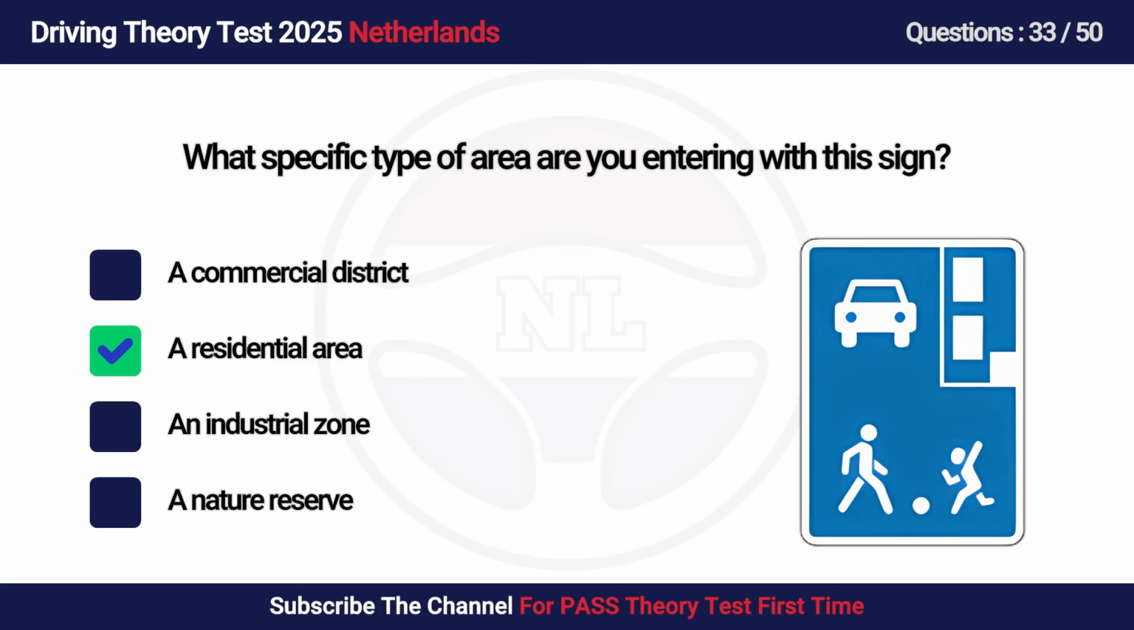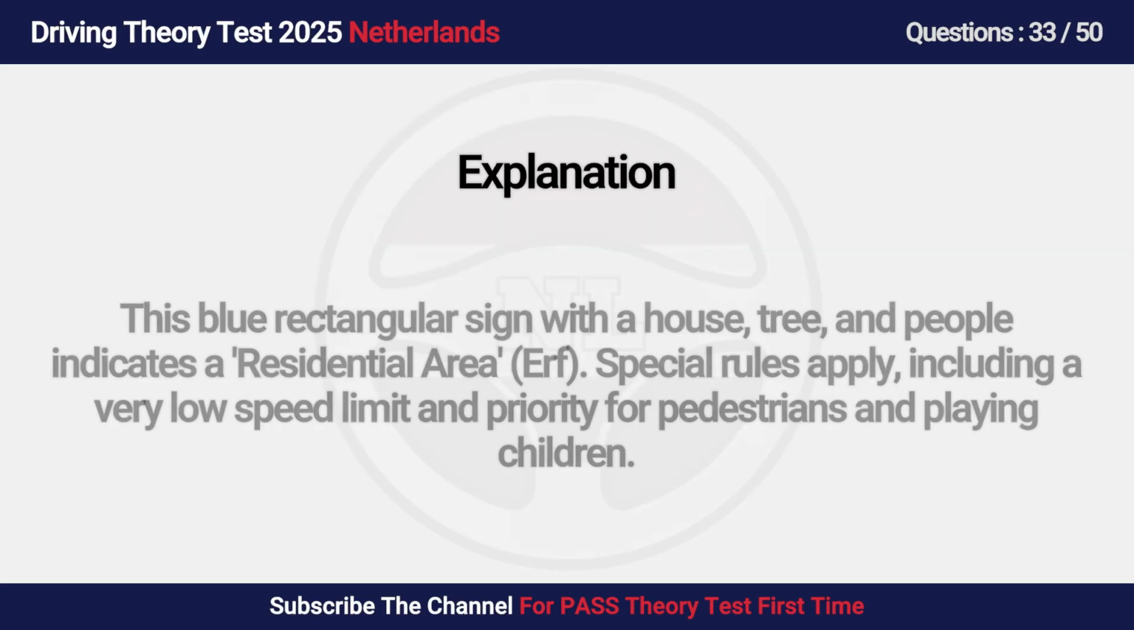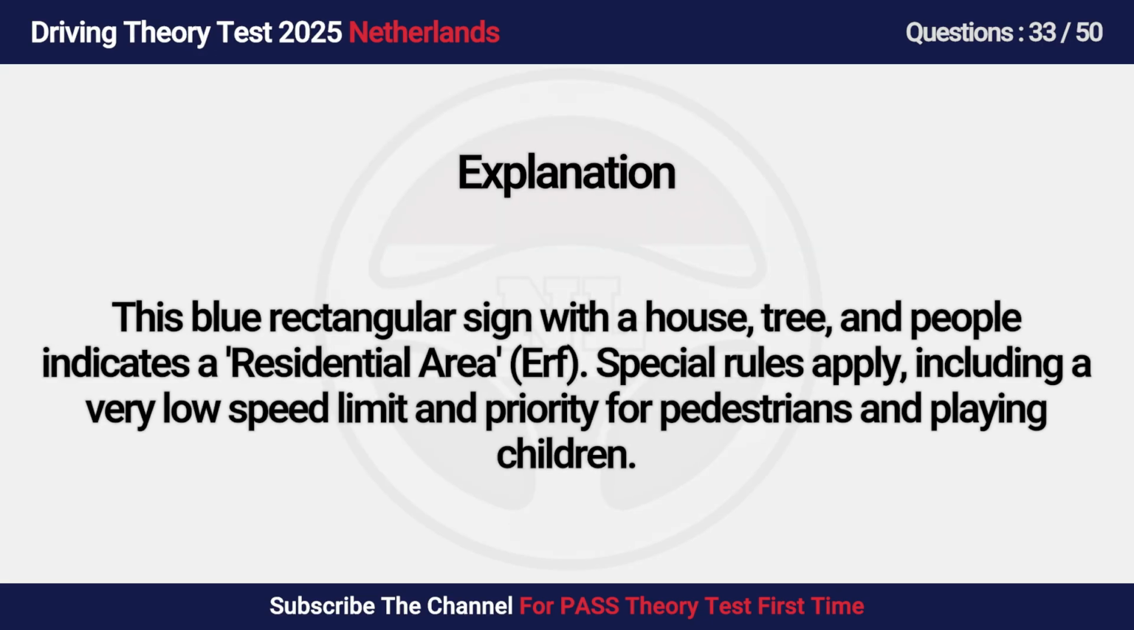Answer is B. A residential area. This blue rectangular sign with a house, tree, and people indicates a residential area. Special rules apply, including a very low speed limit and priority for pedestrians and playing children.